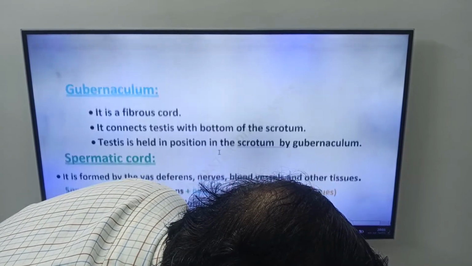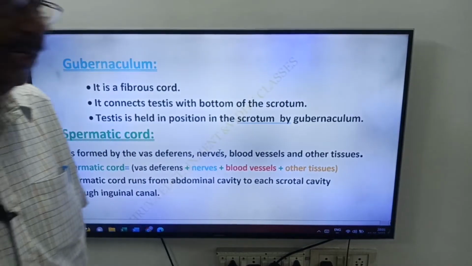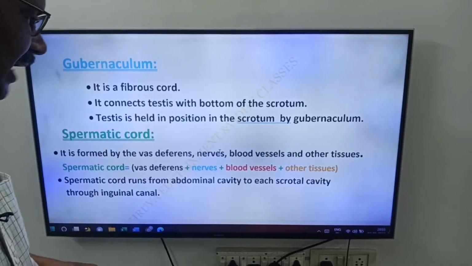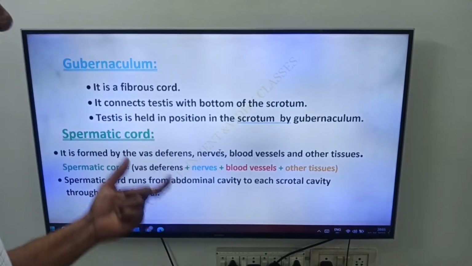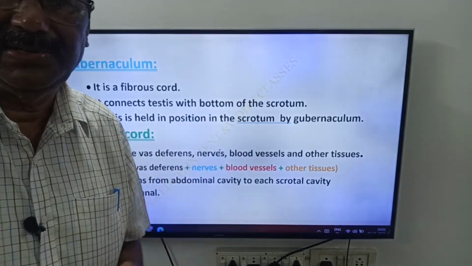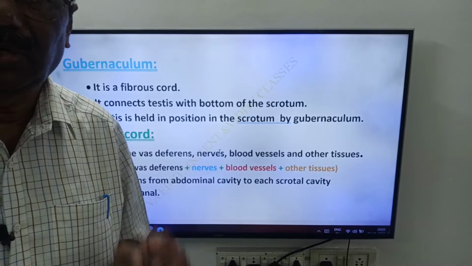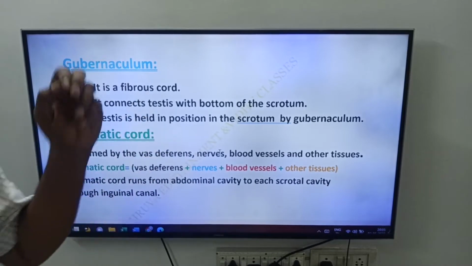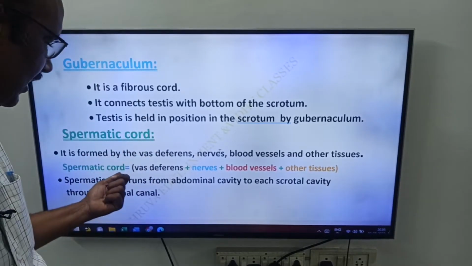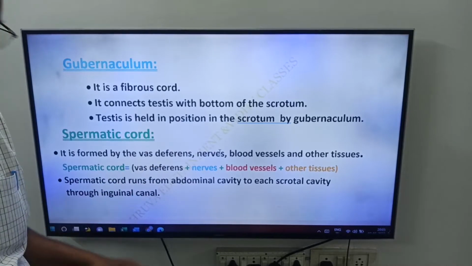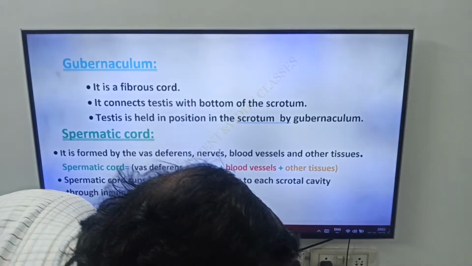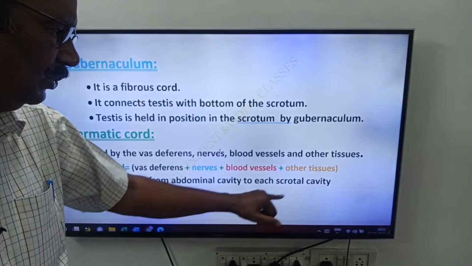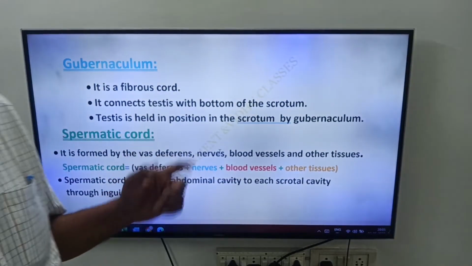Next, spermatic cord. It is formed by the vas deferens, nerves, blood vessels and other tissues. This is for NEET and MCET: spermatic cord equals vas deferens plus nerves plus blood vessels and other tissue. This spermatic cord runs from the abdominal cavity to each scrotal cavity through the inguinal canal.